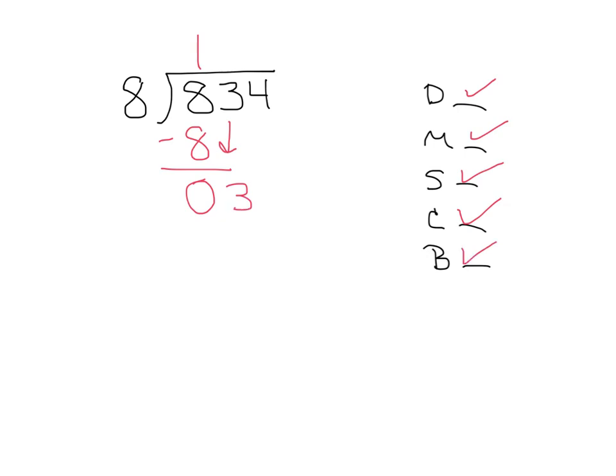And after you bring down, you always divide. And you can't bring down 2 numbers. You can only bring down 1. I just brought down the 3. My next step is to divide. How many times does 8 divide into 3? 0 times. So put the 0 here.